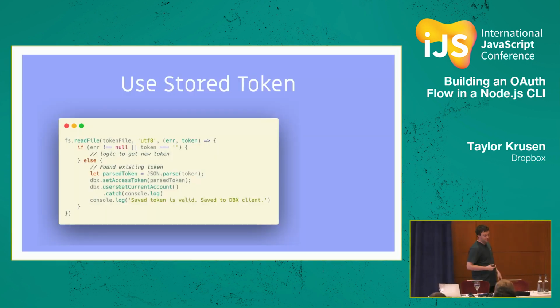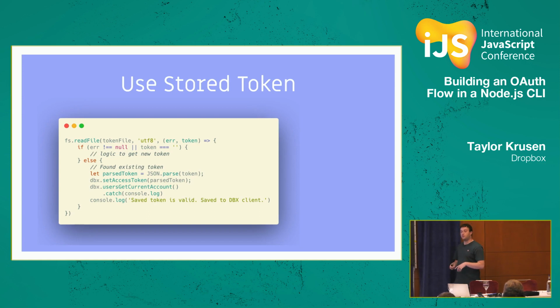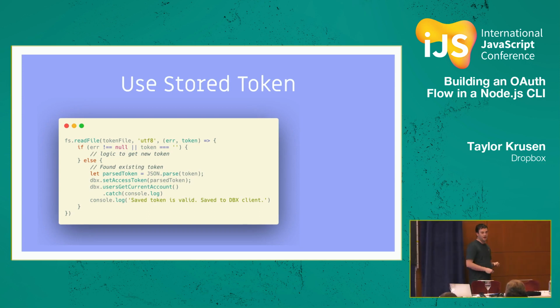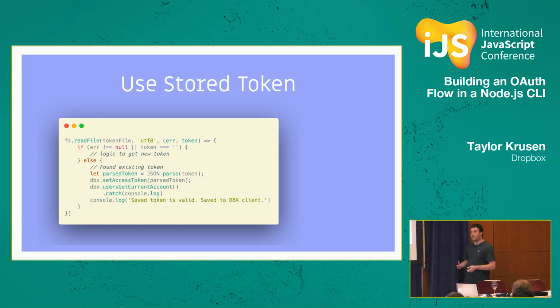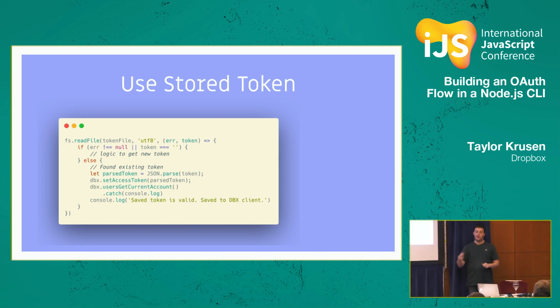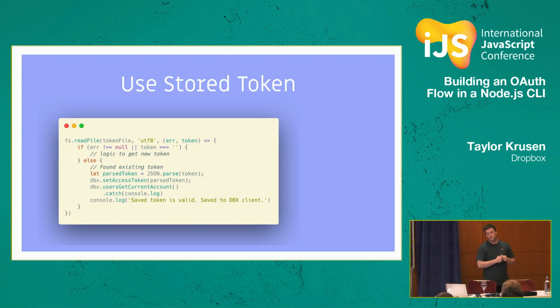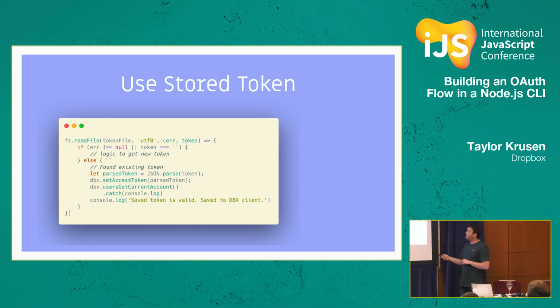So one of the things we need our application to do is to use that stored token. If a stored token exists, we don't want the user of our CLI to have to go through an entire OAuth flow in order to interact with the resources again. Instead, it would be nice if we could just pull in that token that exists and allow them to use the CLI correctly.